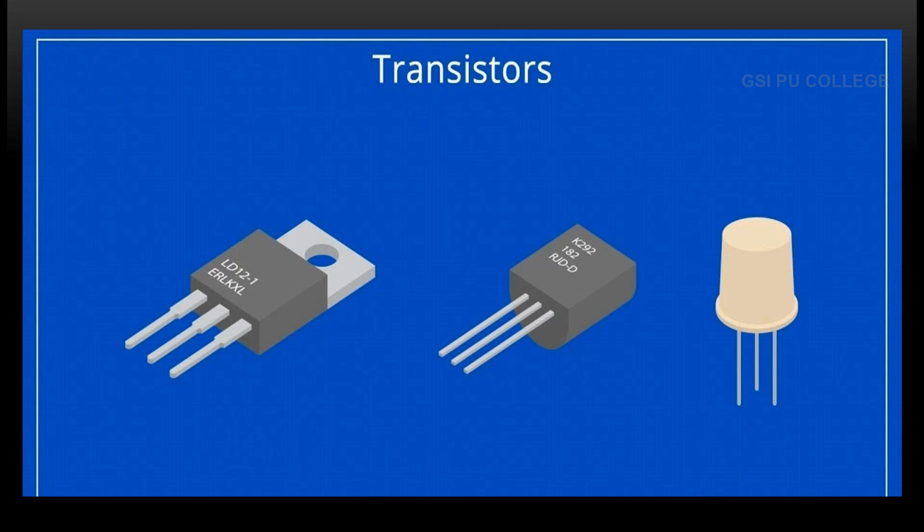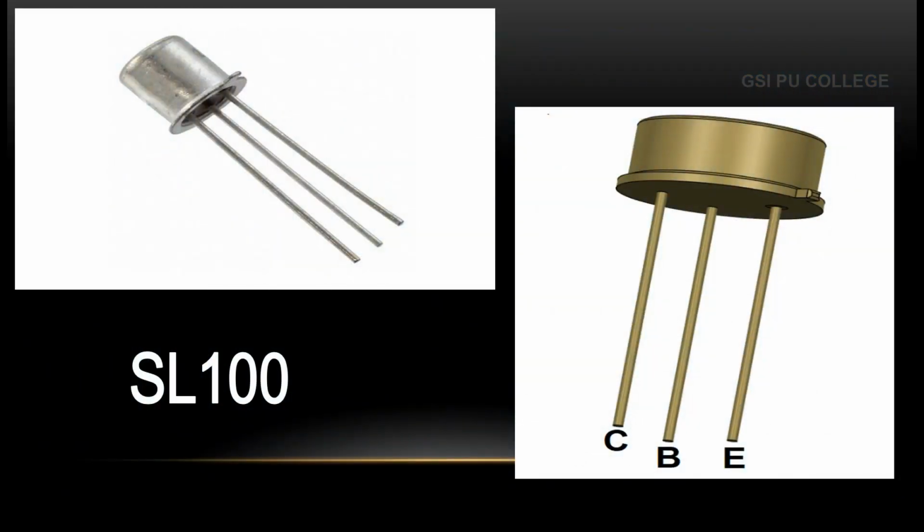Out of these three, today I'll be dealing with two transistors. The first one is called the SL100 transistor, which will be of this type. This transistor will have three terminals, as we already know, that is emitter, base and collector. It will have a cap like structure. At one corner there will be a notch like structure. Notch means one extra metal piece coming out of that cap.